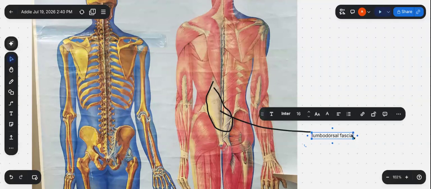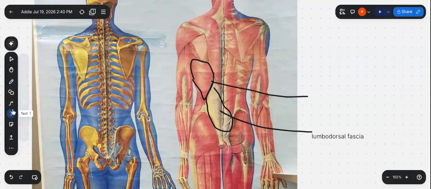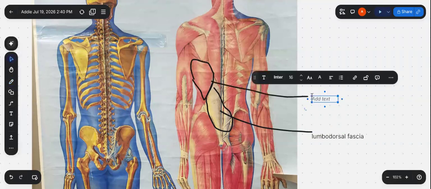Then we have the muscle that is above it. This is called the latissimus dorsi, and it's going to be this region over here. So it kind of forms like a triangle. It's all of that muscle over there. And again, that is the latissimus dorsi.